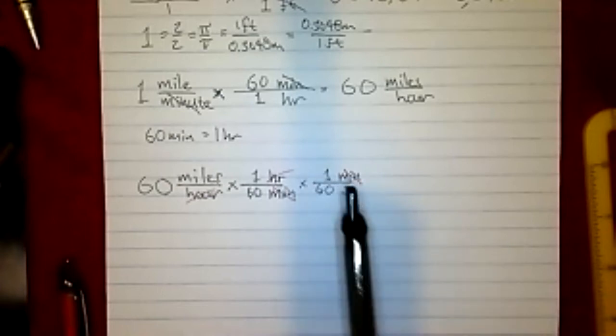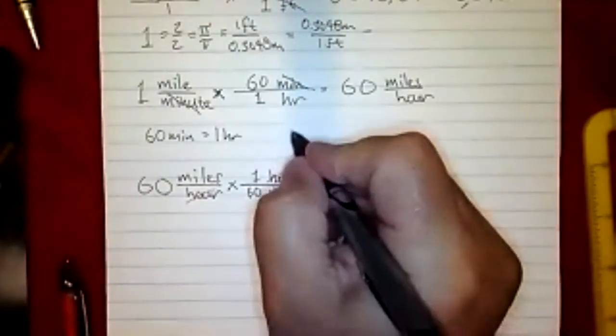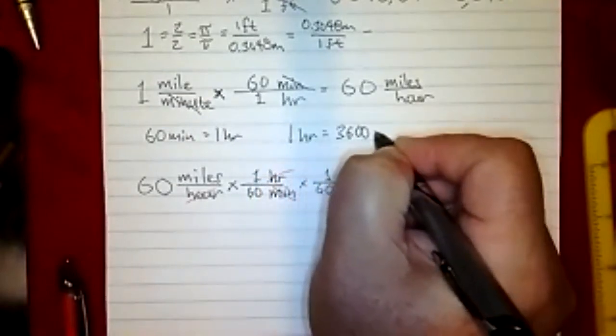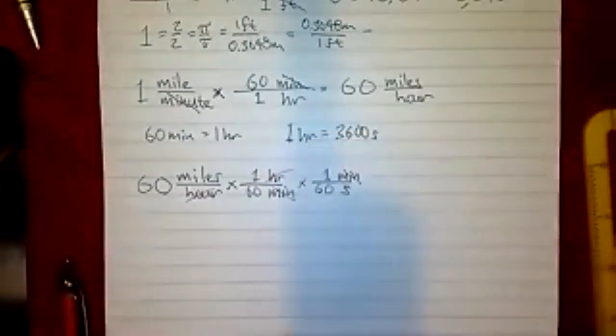So that's a neat conversion that'll help you. 1 hour is equal to 3,600 seconds, and that's kind of interesting.